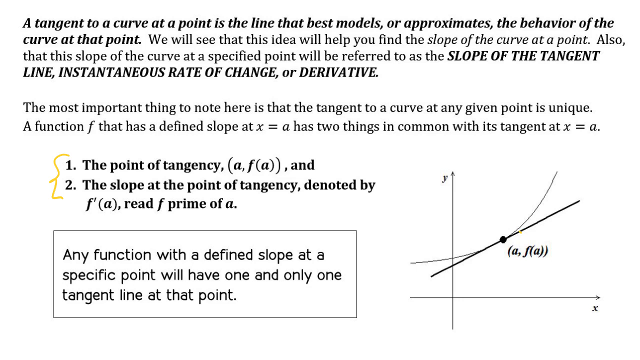And then notice what's inside the box. Any function with a defined slope at a specific point will have one and only one tangent line at that point. Very important for us to note all of that. The other things above here are very important as well, and I will leave that for y'all to read.